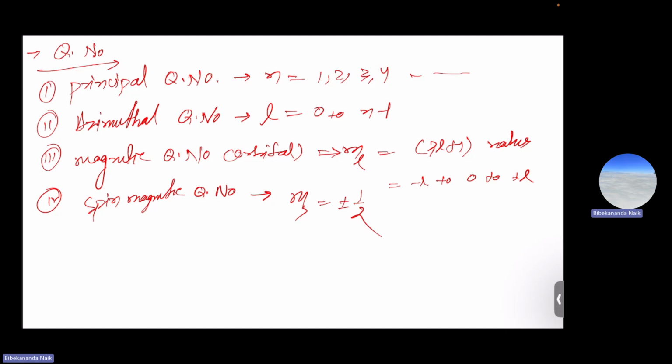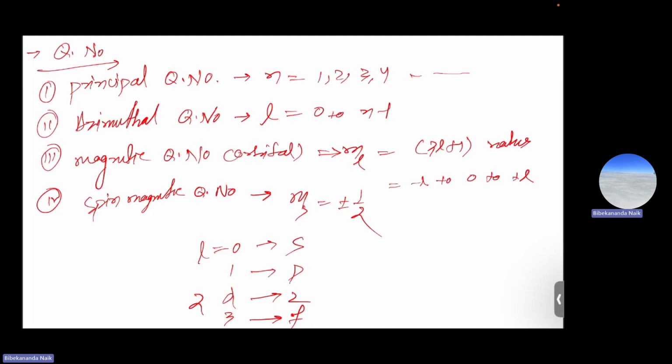Then coming to orbitals, for L equal to 0, we have s. For L equal to 1, we have p. Then L equal to 2, it is d. And then it is f. So we have different orbitals. Then depending upon the orbitals, we can assign the quantum numbers for electrons.